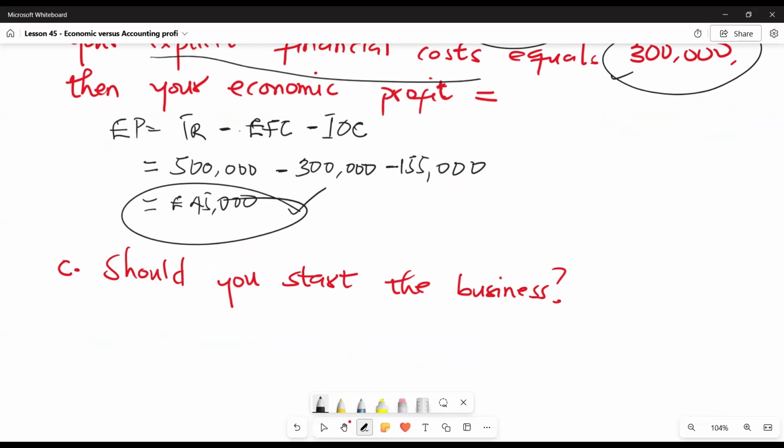So this is all that we have on our lesson on economic versus accounting profit. Our next lesson will be on average revenue, average cost, and your profit margin.